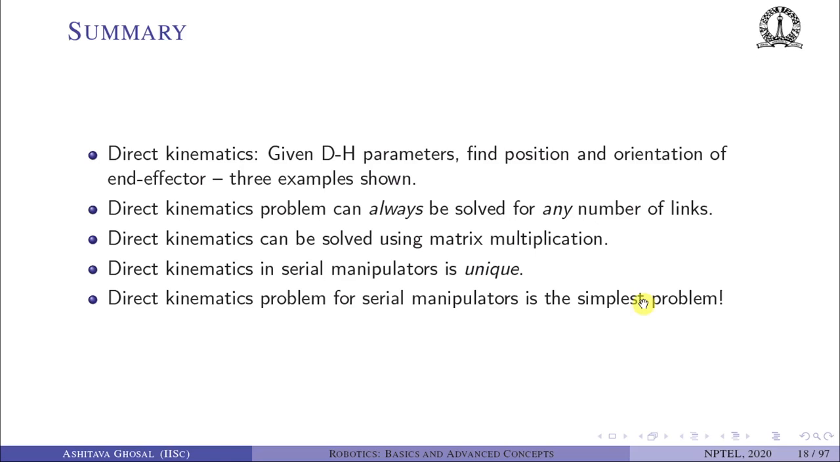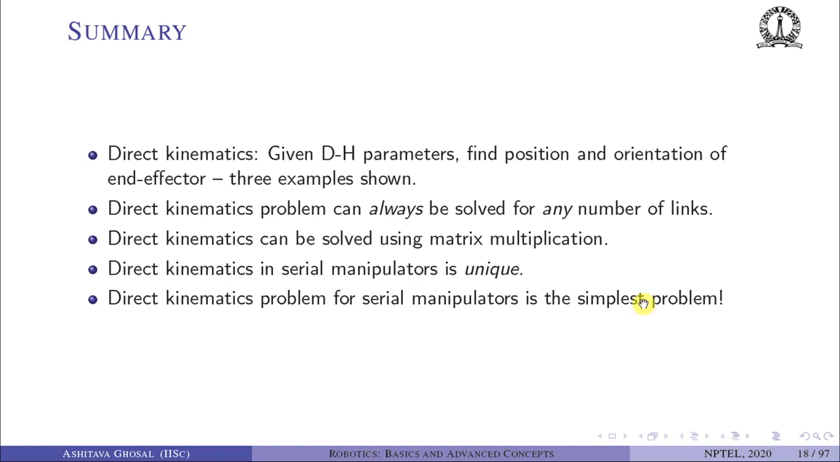To recapitulate, in the last lecture, the direct kinematics problem was stated, and the direct kinematics problem is, given the DH parameters, find the position and orientation of the end effector. I had shown you three examples, a planar example, a Puma 560 example, and the SCARA robot.